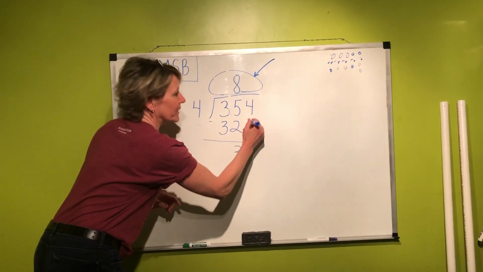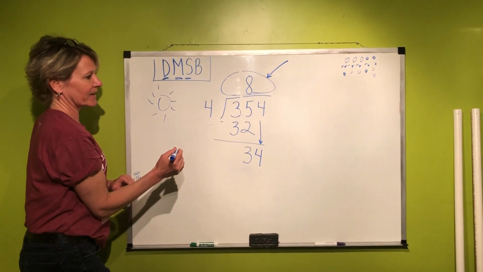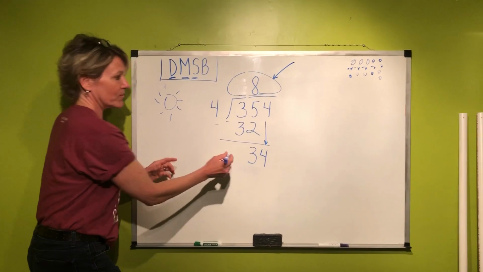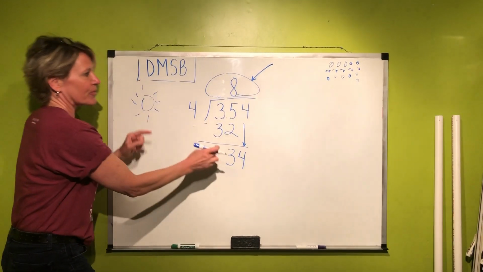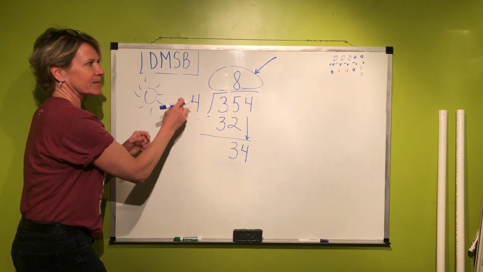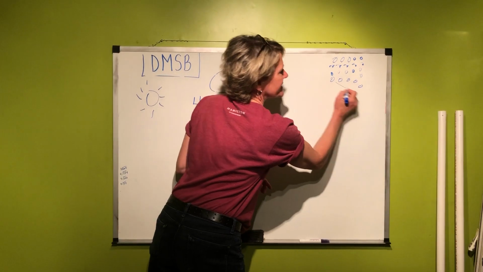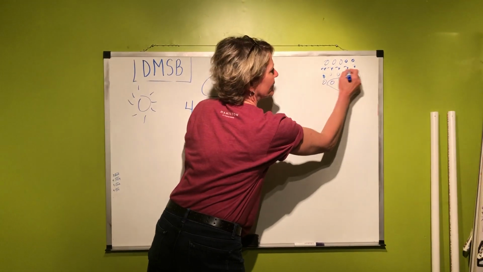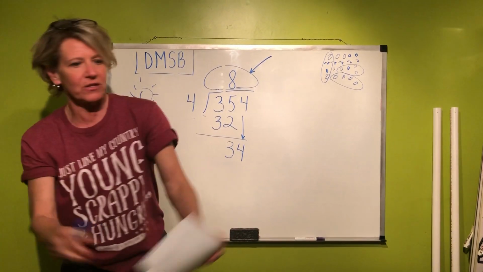Now I'm ready to bring down. Remember that? Bring down the next number. So now the problem starts over. I'm back to division. 34 divided by 4. That's like having 34 Skittles and you want to take a group of 4 and a group of 4 and a group of 4. How many groups of 4 can you get out of 34?